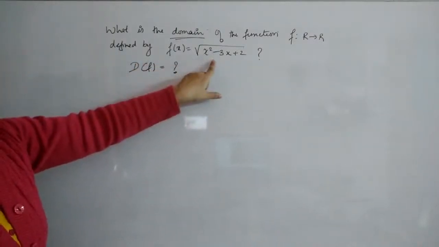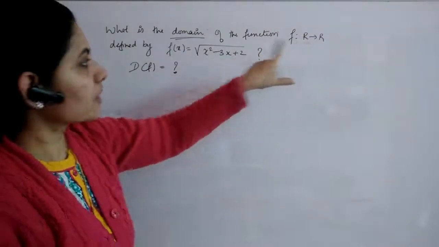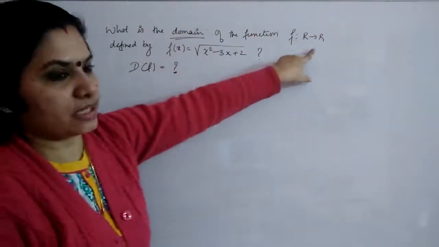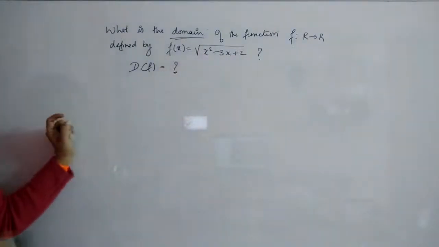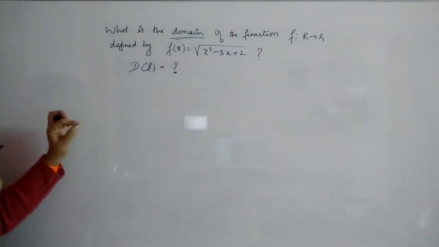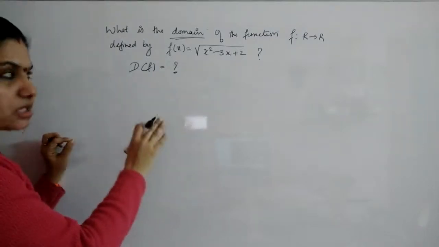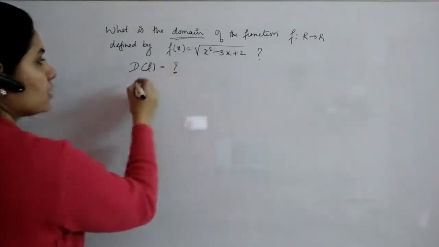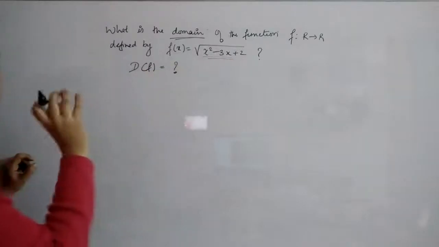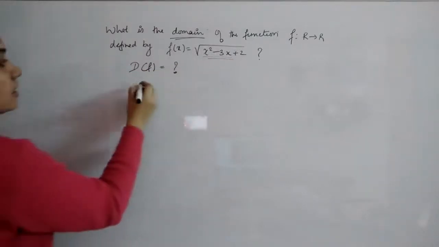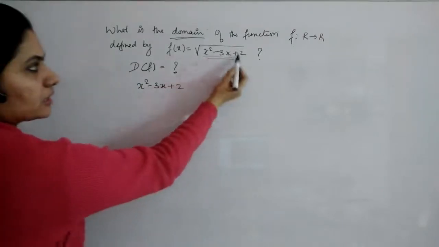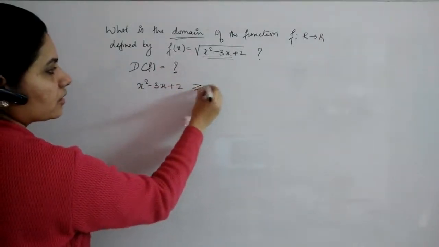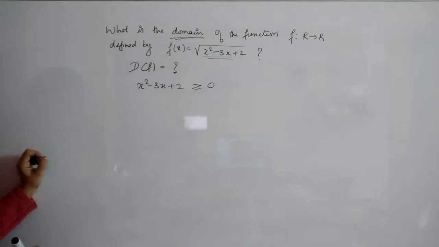Inside the root, since the function is from R to R, the answer which you are getting should be a real number. That means inside the root, you should not get any negative number. It can be 0, it can be positive, but no negative number. So, the point which you have to take is x square minus 3x plus 2, that is the inside term of this root. It should be greater than or equal to 0.